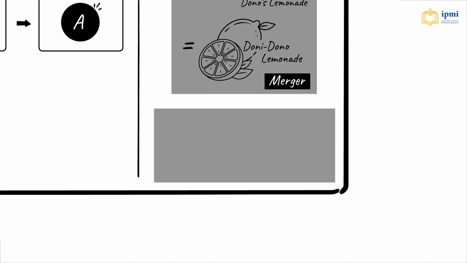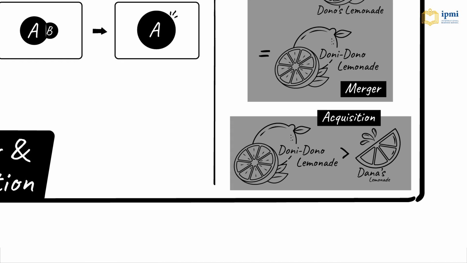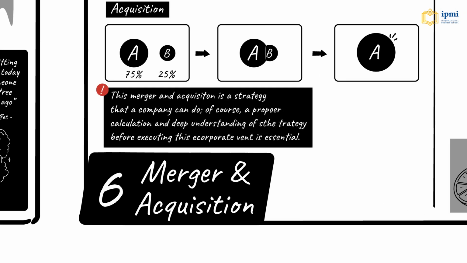A new business entity appeared, this one called Dena's Laminate. Donny and Dono agreed to acquire Dena's Laminate because they want to enlarge their company. This acquiring activity done by Donny Dono Laminate towards Dena's Laminate is called an acquisition. This merger and acquisition is a strategy that a company can do. Of course, proper calculation and deep understanding of strategy before executing this event is essential.